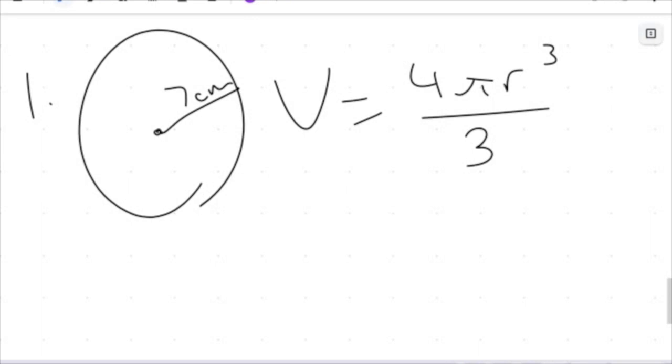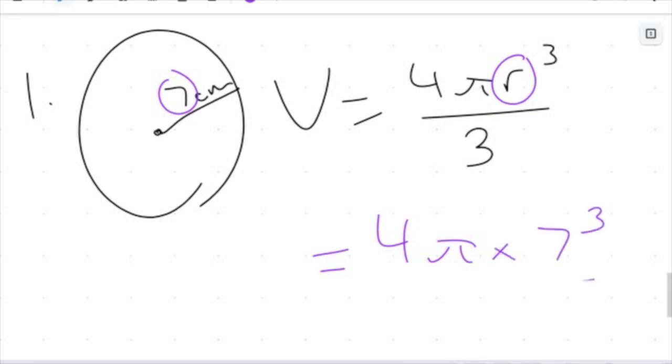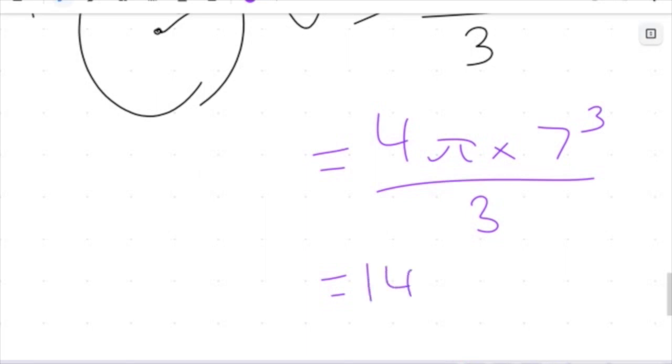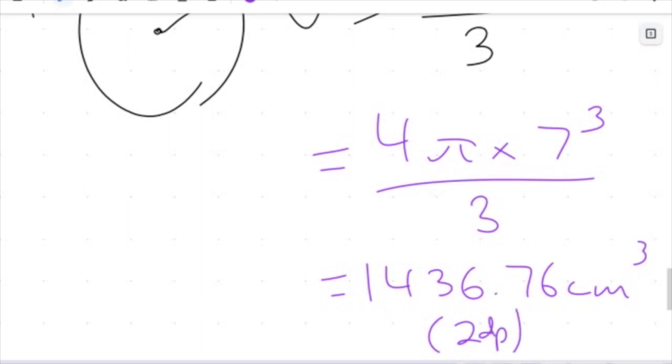Okay, so now we just want to substitute our radius into here. So we get left with 4 pi times 7 cubed over 3. And when I put that into my calculator to 2 decimal places, that gives me 1,436.76 centimeters cubed. This is correct to 2 decimal places. Okay, let's try one more.